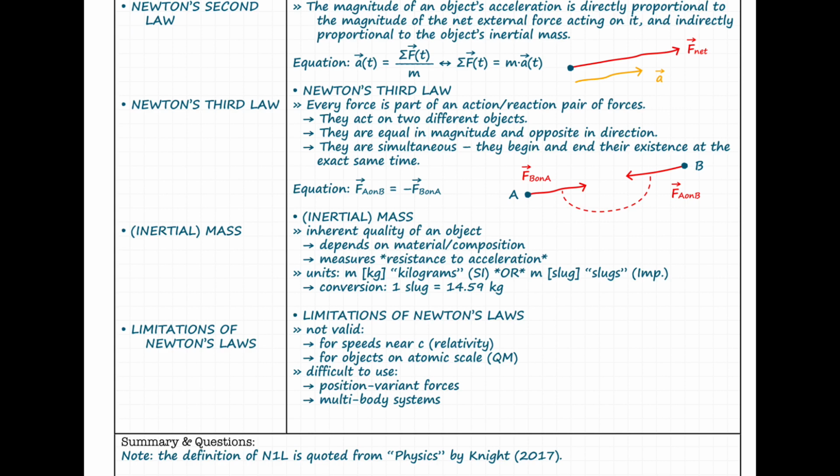So a more massive object will speed up more slowly from rest, but a more massive object will also slow down more slowly and will continue moving for longer than a smaller object. Mass is measured in kilograms in the SI system or in slugs in the imperial system, and one slug is about 14.5 kilograms.